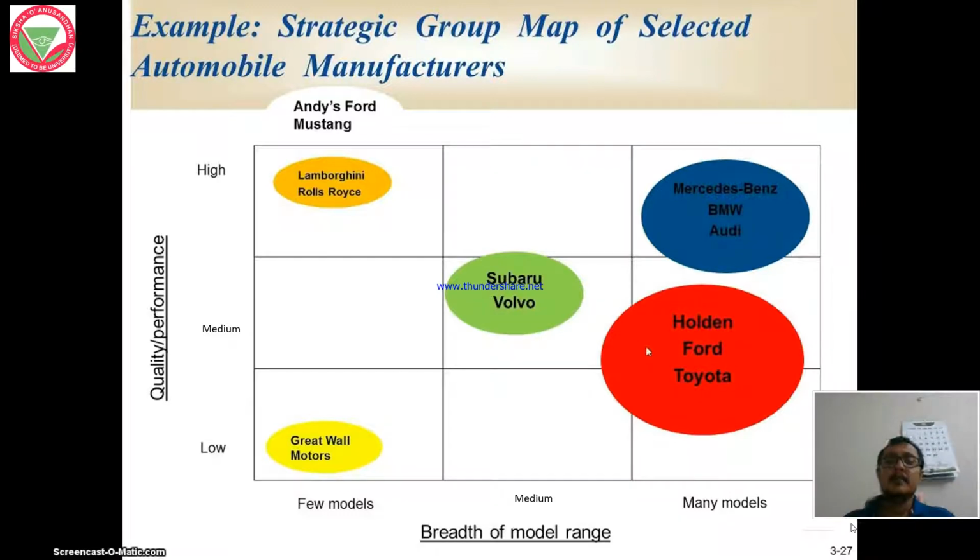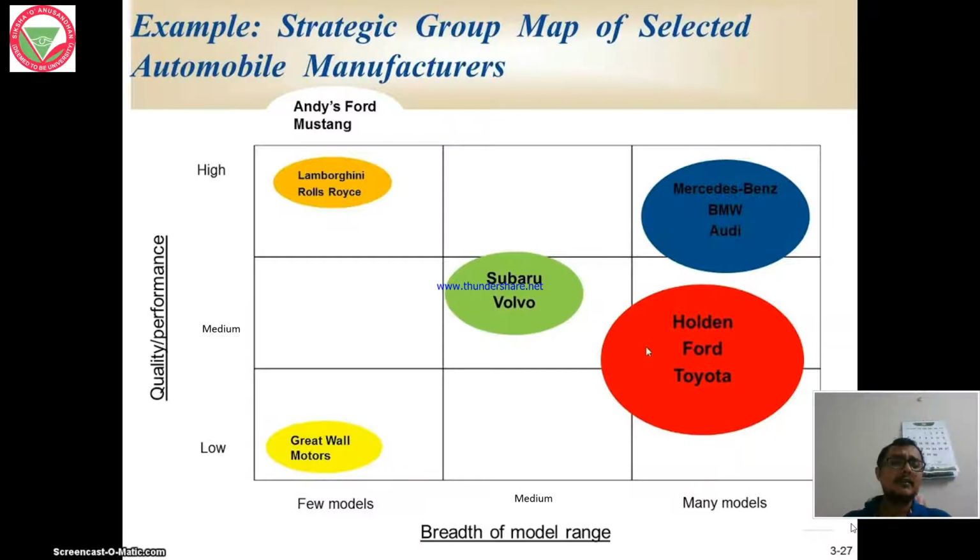Similarly, medium range models and many models. Many models means like Maruti, they have more than five, more than 10 types of vehicles to offer to the market.